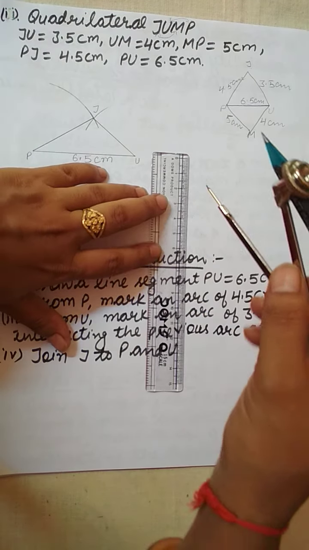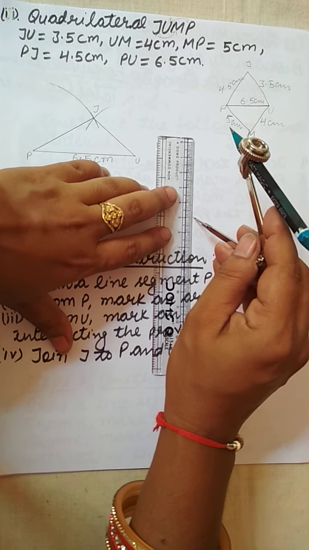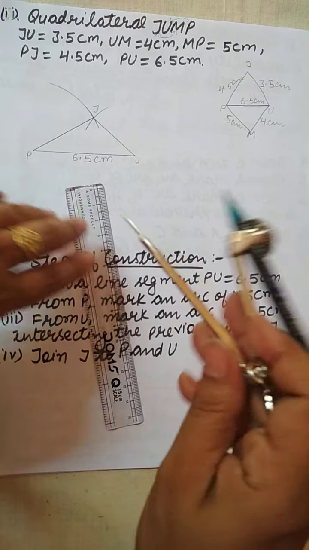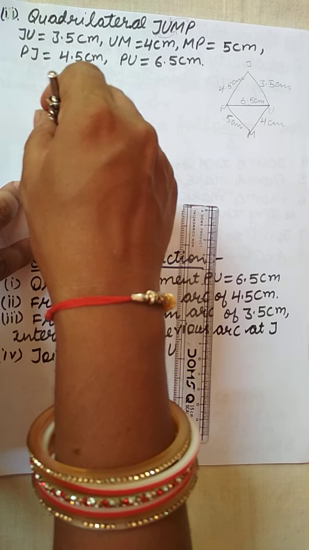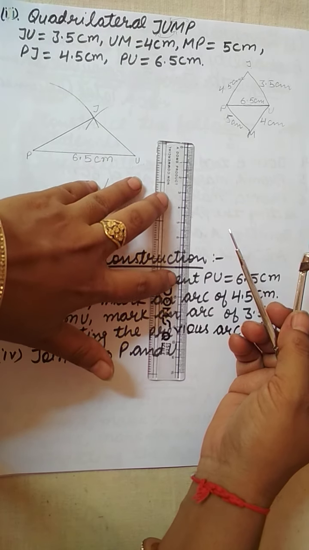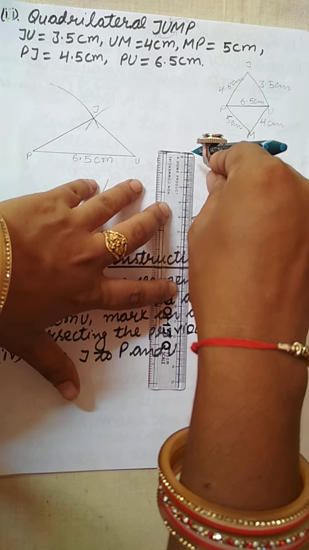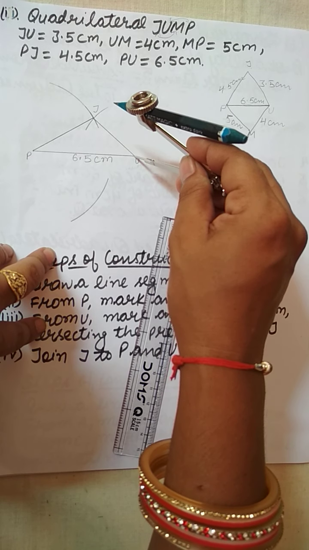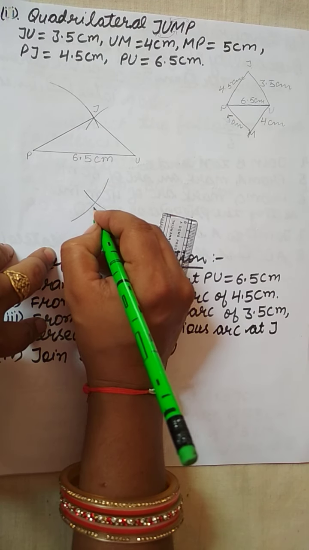Now open the compass. We are to open it equal to 5 centimeter. So from P we will mark the arc equal to 5 centimeter and then from U we are to mark the arc equal to 4 centimeter. So from U mark the arc equal to 4 centimeter intersecting the previous arc at M.